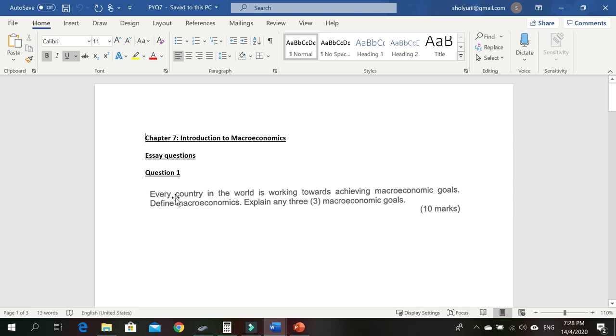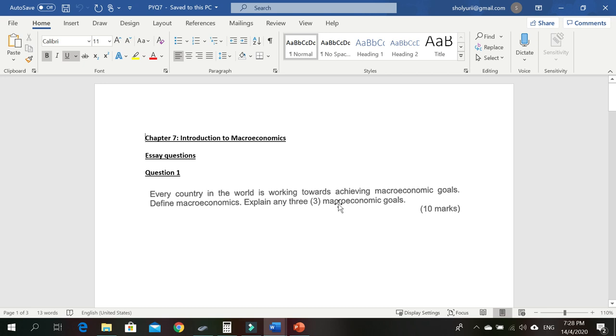Okay, every country in the world is working towards achieving macroeconomic goals. Define macroeconomics. Macroeconomics kita dah belajar tadi kan? Macroeconomics means the economics issue as a whole throughout the country. Okay, secara menyeluruh. Explain three macroeconomic goals. So, goals kita belajar lima kan? So, you explain in detail three. Make sure you boleh explain in detail.